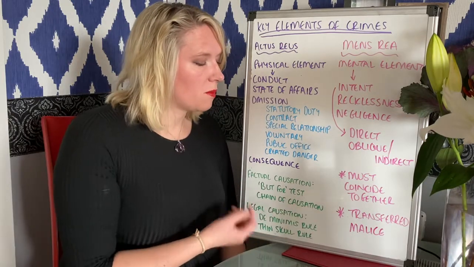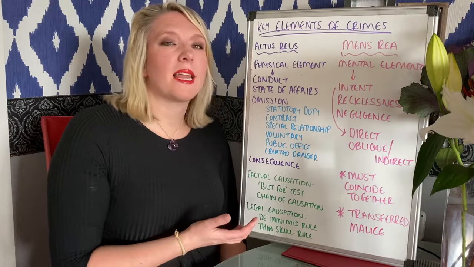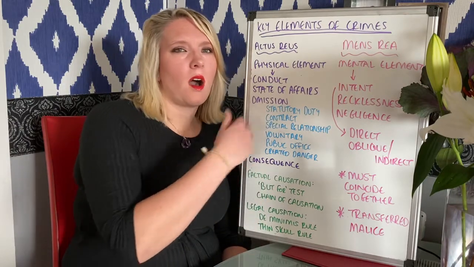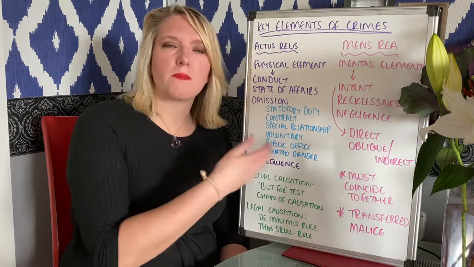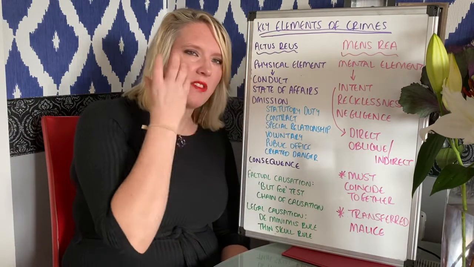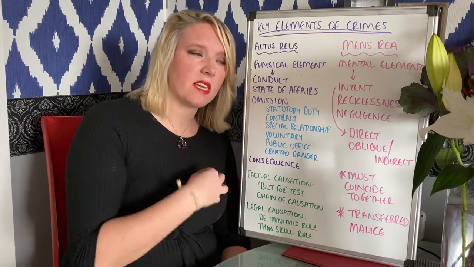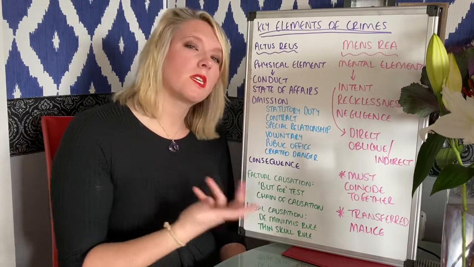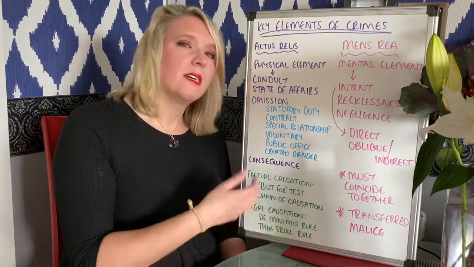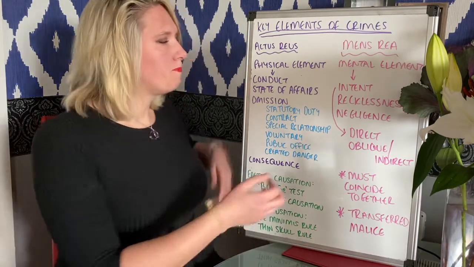We do, however, have something called transferred malice. So what that means is if you intend to harm or kill one person, but you miss and harm and kill someone else, then what we do is we simply transfer the intent that you had for your original victim onto the new one. That's because the law says you intend to harm or kill someone. It doesn't mean your intended victim.